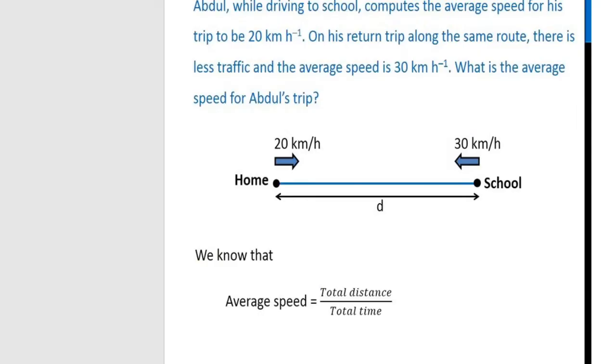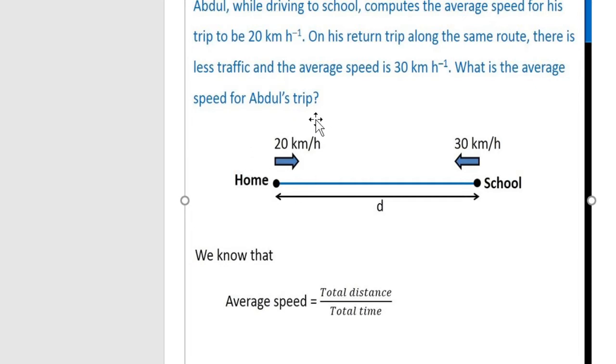Now, the next question is: Abdul, while driving to the school, computes the average speed for his trip to be 20 kilometers per hour. Okay, this is probably what we'll do: we'll make it the last question, and all the other questions we will discuss in the next class. So this is the last question that we are discussing.